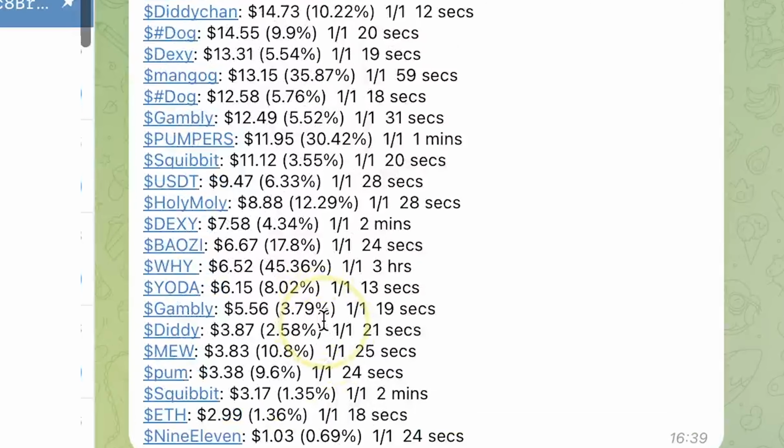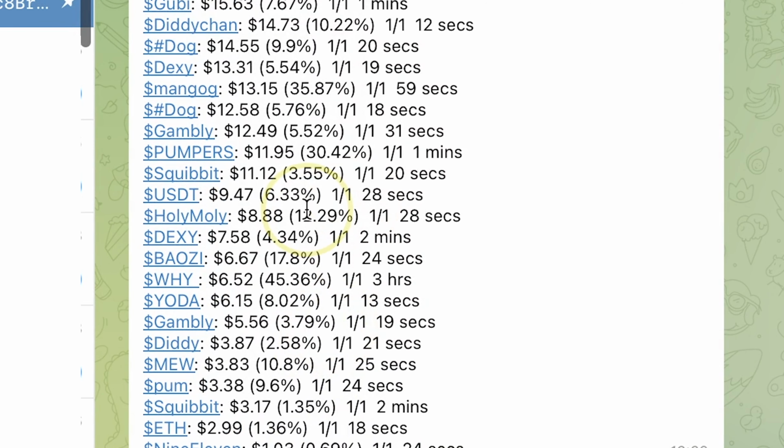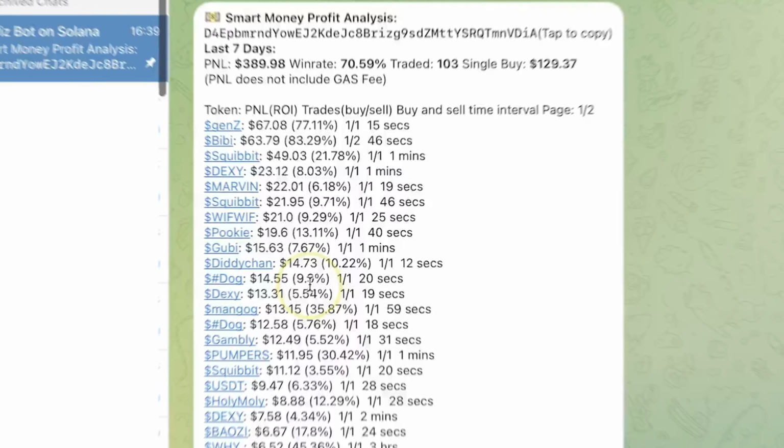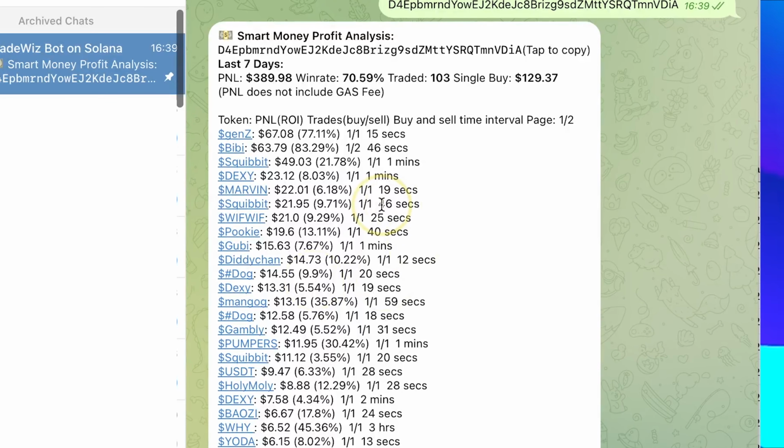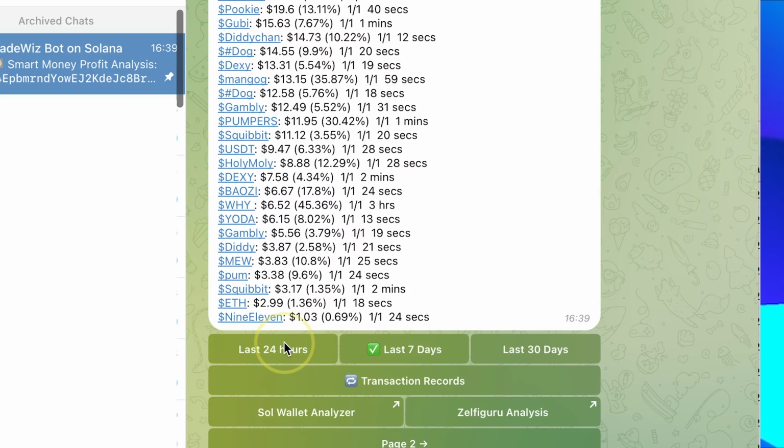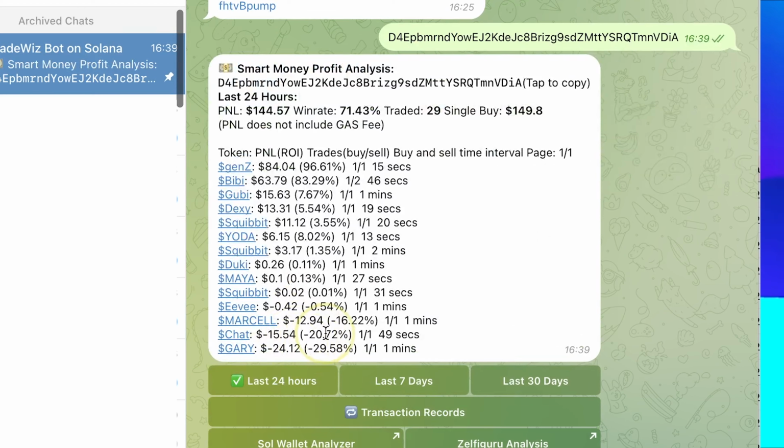Now, I personally don't like copying wallets that have little gains like 3.5%, 4%, and all that, because the transaction fee will basically swallow the gains you're having. So you want to look for wallets that are having 50% in profit upwards. I can click on last 24 hours to see how well the wallet has fared within the past 24 hours. So that is that for this wallet.